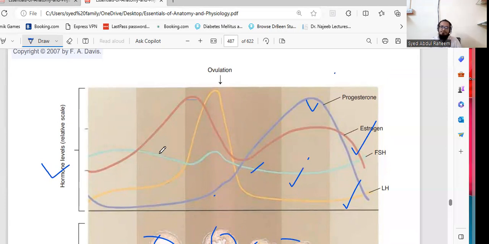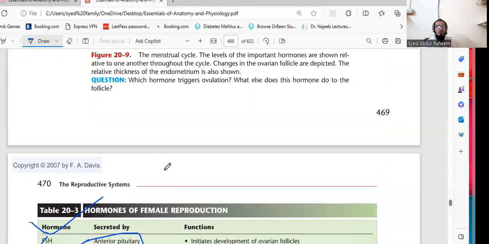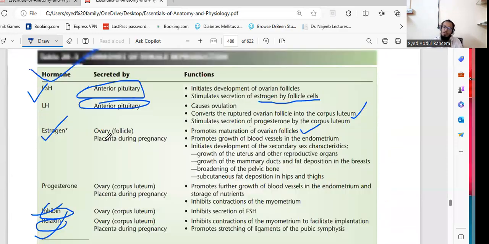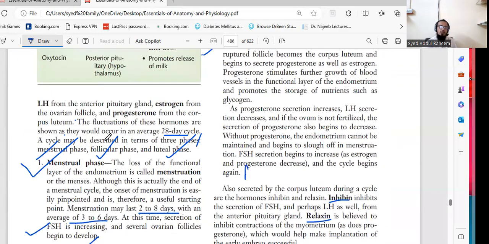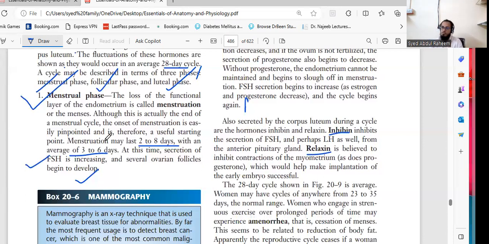So if fertilization doesn't happen, what will happen? We have two other hormones also, inhibin and relaxin. Relaxin doesn't activate, so what will happen? Endometrium contraction will happen. All the blood vessels which increased will rupture and blood loss will happen for 3 to 8 days, or 6 days.